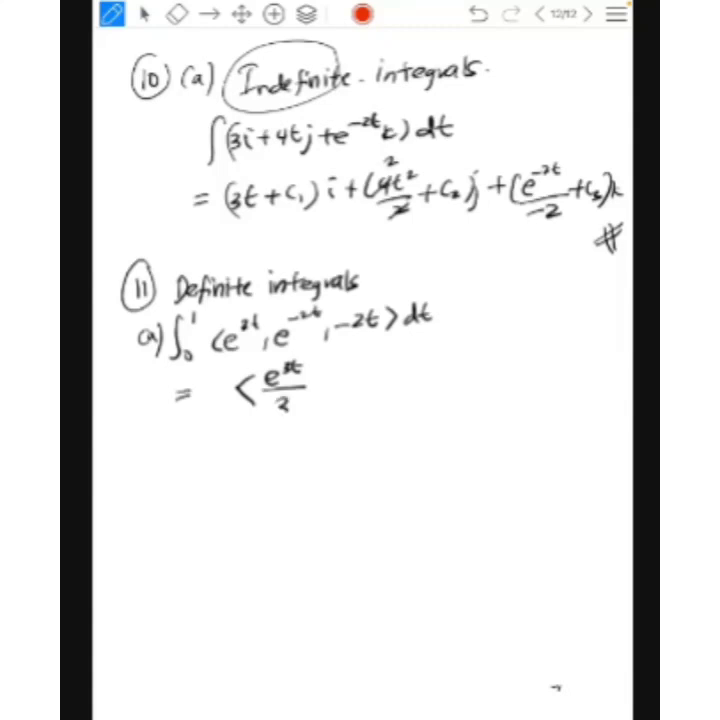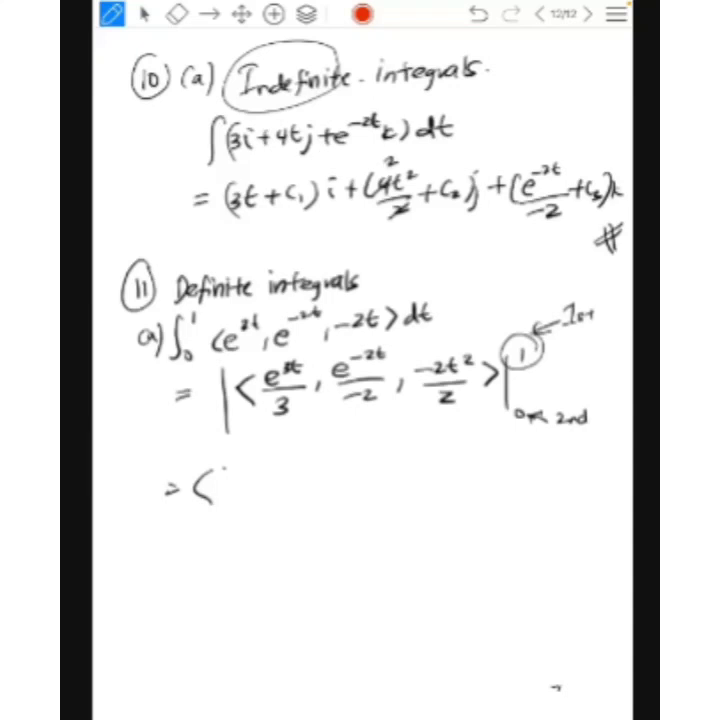Do not plus C1, C2, C3 for definite integral, okay? You don't have to plus the constant because now we are going to substitute the value of 1 until 0, okay? After we integrate each term, we will substitute the value. So the second term is exponent negative 2t, so again exponent negative 2t over negative 2. And then the third term is negative 2t, so negative 2t to the power of 2 over 2. Okay, so substitute the value from 0 to 1. Remember, you substitute this one first, and then this one second, and then you minus.